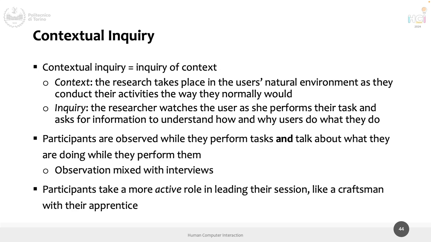But you need to search for this thing. So you are observing, and this person is also narrating, trying to tell you why they are doing the things they are doing in that specific way, with some reason, with some motivation. So they take a more active role, again, like a craftsman with an apprentice. You are the apprentice, and they are the craftsman.